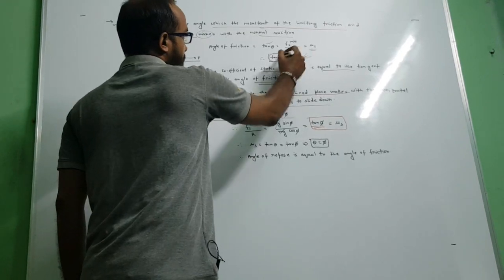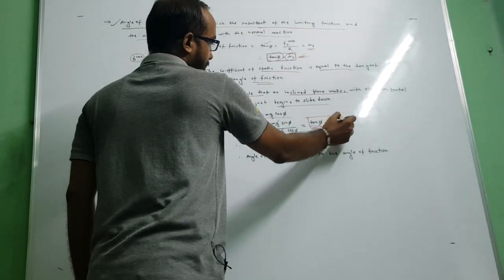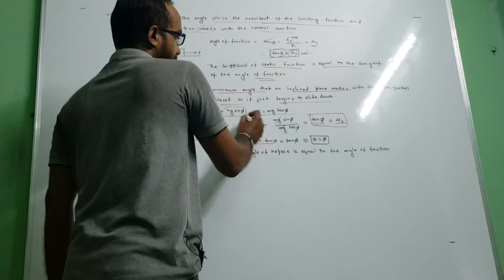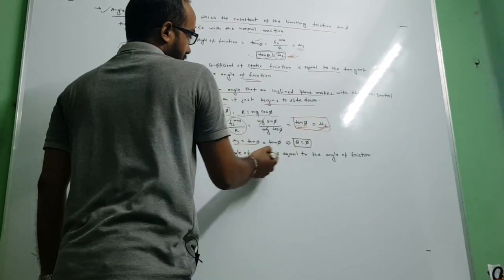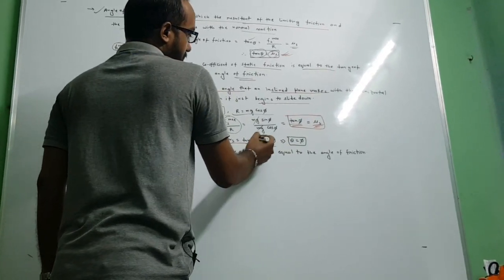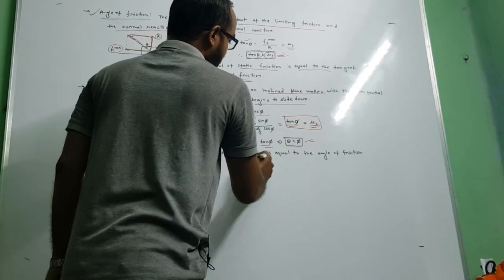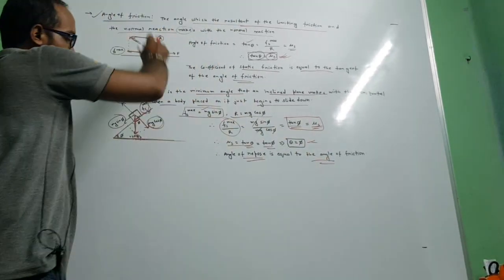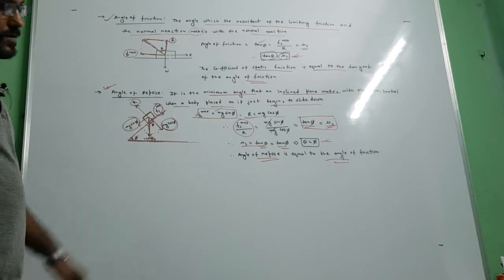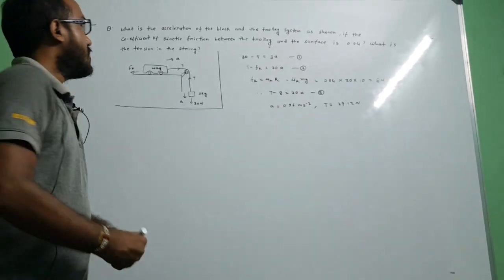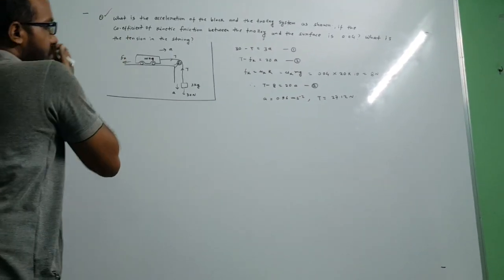From this we know mu s is tan theta, and from this we have come to know that mu s is Fs max by R. So tan theta is tan phi, so theta equals phi. That means the angle of repose is equal to the angle of friction. This is very important. So let us see one problem related to friction.